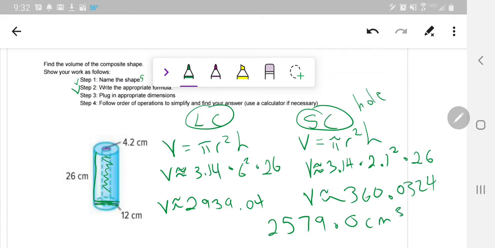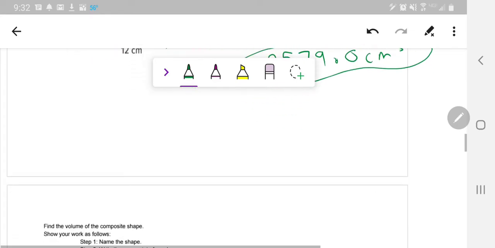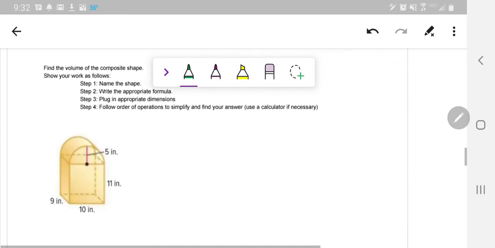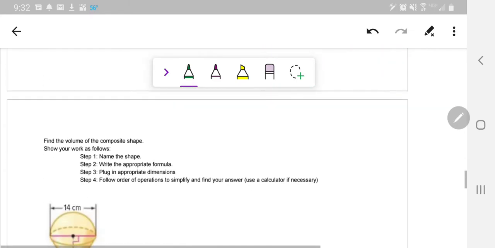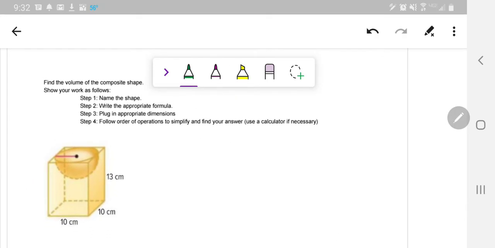All right, what did we do at the end there? We subtracted the volume of the larger item minus the volume of the hole in that larger item. All right, so there's a great example of a composite figure with subtracting the volumes. All right, here's one that we're going to practice later, but I want to, in this subtraction part, zoom down here.